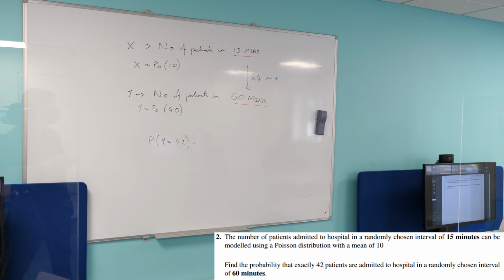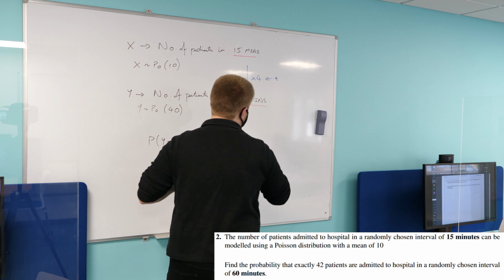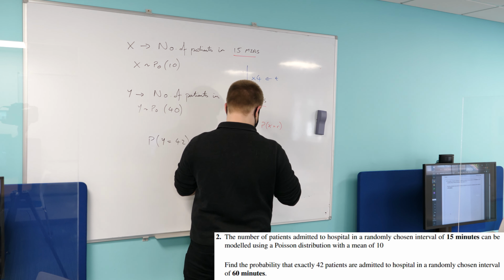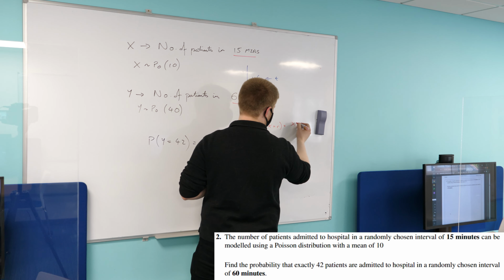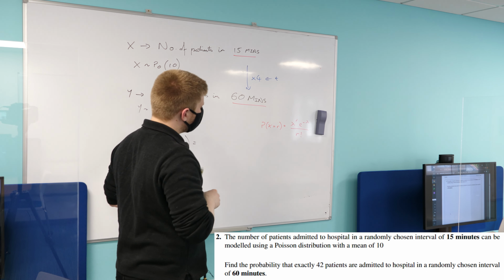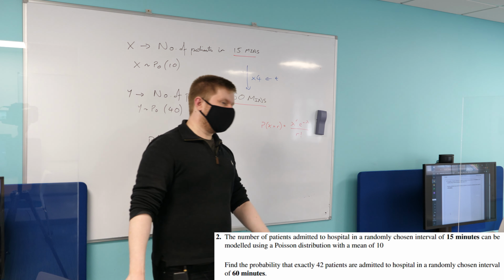Lambda to the k, e to the minus lambda, over k factorial. Yep, good. So the probability that X is equal to r is equal to lambda to the power of r, e to the negative lambda, all divided by r factorial. You can just use k instead, that's fine as well. Of course, that formula is in the formula sheet.